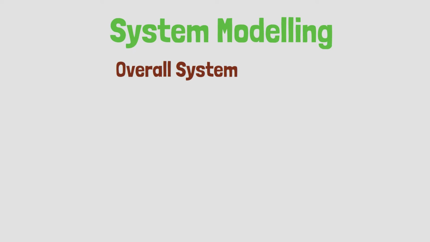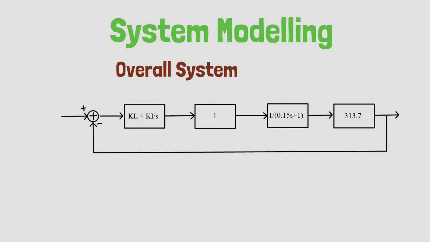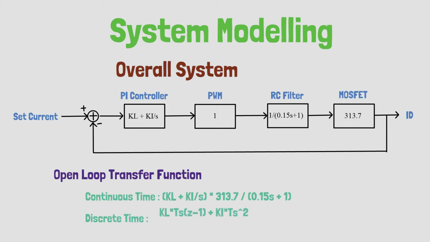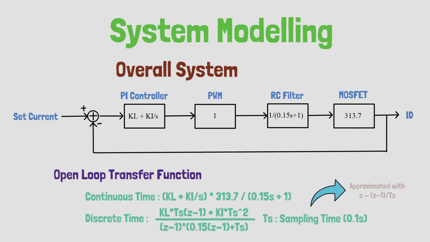This is the block diagram of our system, represented by the transfer function of each block. If we multiply each transfer function, we get the overall open loop transfer function of the system, which is shown here. However, this is expressed as the continuous time function, and the discrete time counterpart is this, with TS the sampling time of the system. Sampling time is the operation period for this system. In other words, this loop operates every 0.1 seconds.